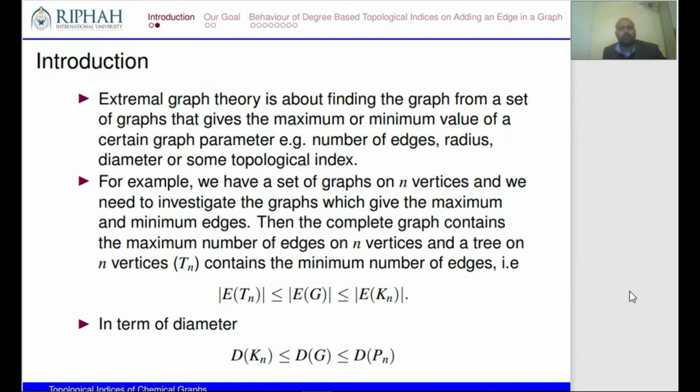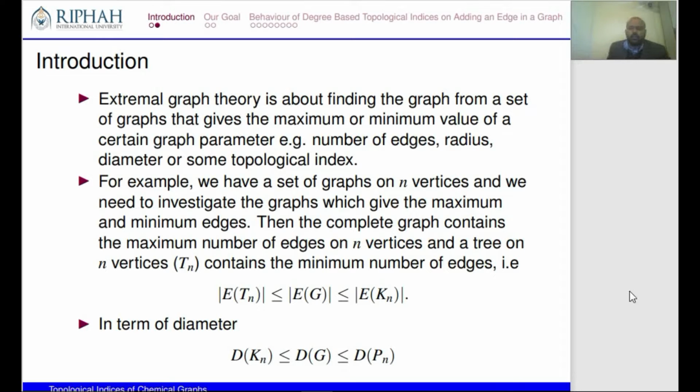Let's start with some introduction about extremal graph theory. Extremal graph theory is about finding the graph from a set of graphs which gives the maximum and minimum value for some graph parameter. This graph parameter could be the number of edges, radius, diameter, or some topological index. In short, extremal means we find two extremes, which give the minimum and the maximum value. As we are discussing topological indices, our main concern will be finding the extremal graph from a set of graphs. From that set we investigate the graph which gives the maximum and minimum value for some topological index.